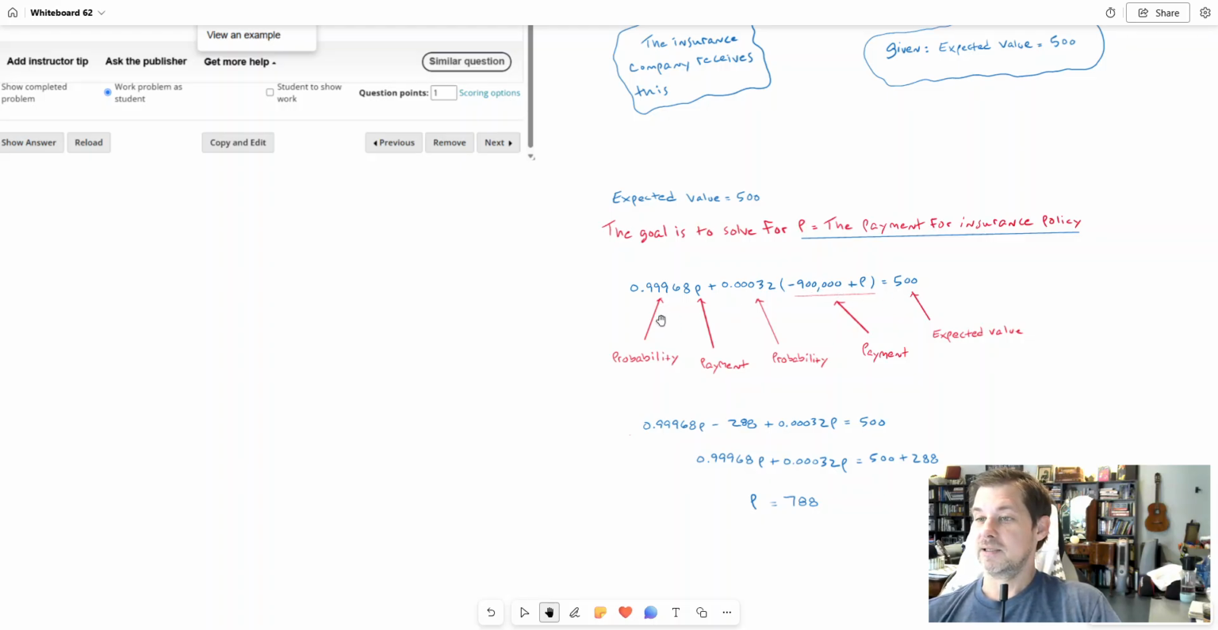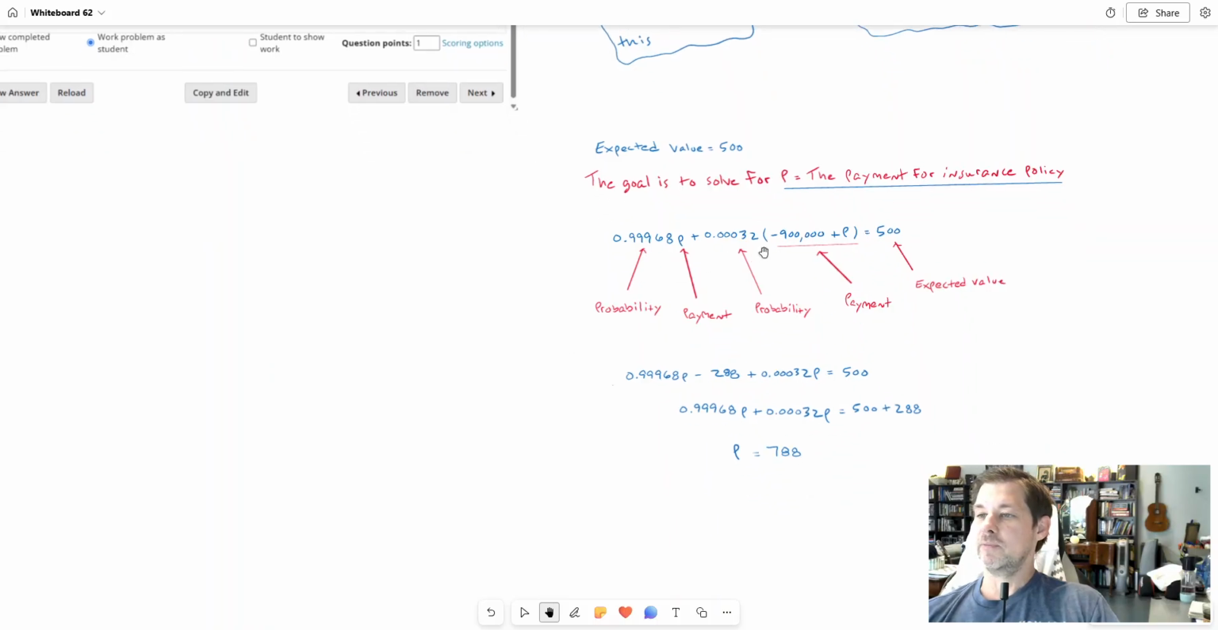In this case, here's the probability the person lives through the year. P is the payment the insurance company receives in that case. Then here's the probability that they don't live through the year. And then here's the payment that the insurance company receives in that case. And we want that to be 500. Okay? So there's our expected value formula. That's the same formula that I would have used to show you other problems about expected value in the assignment. Now, when we solve this, the goal is to solve for P.